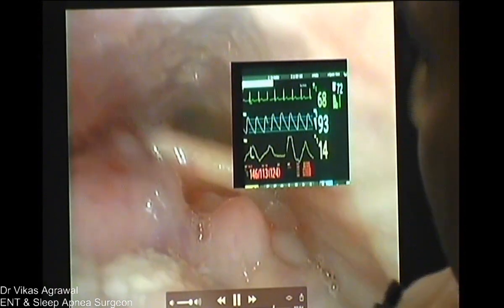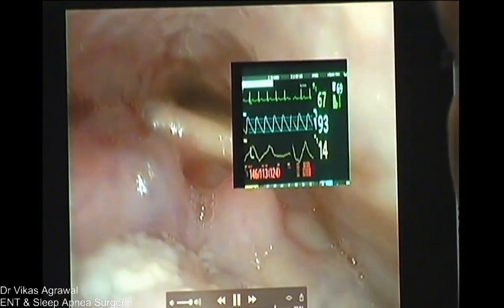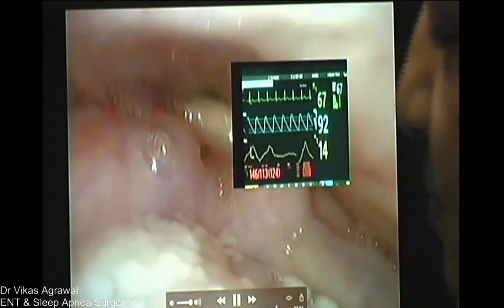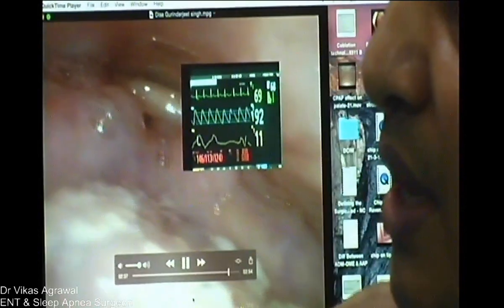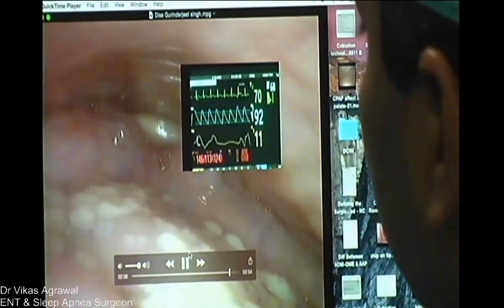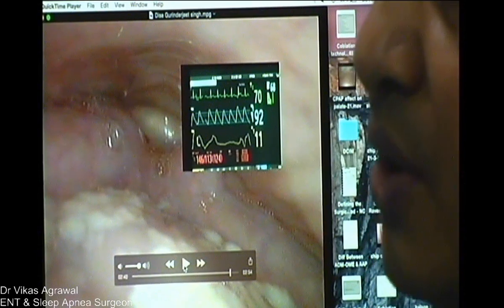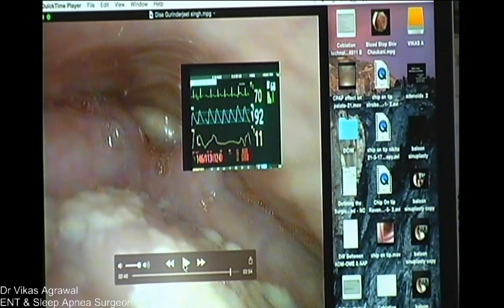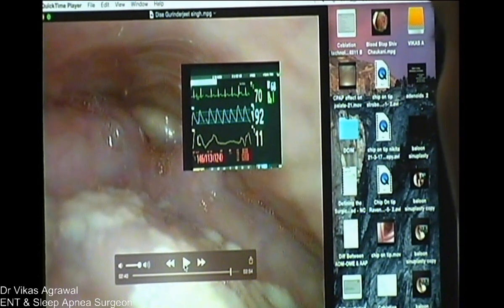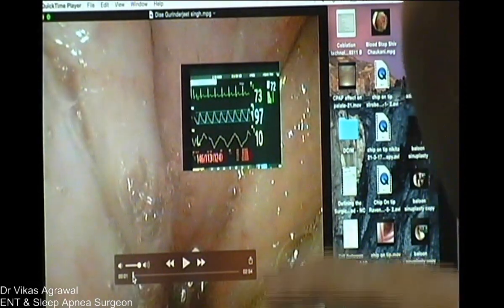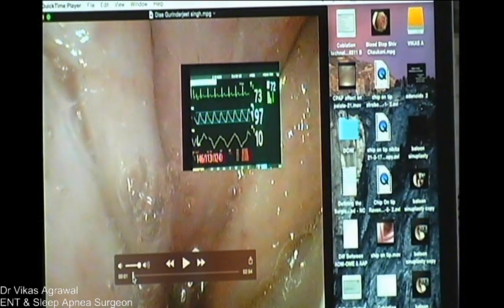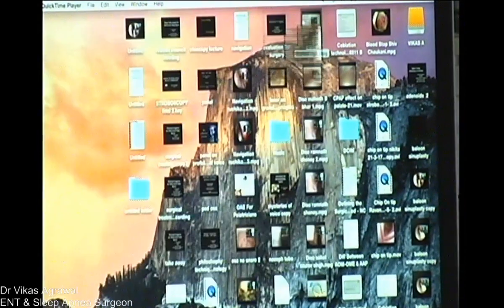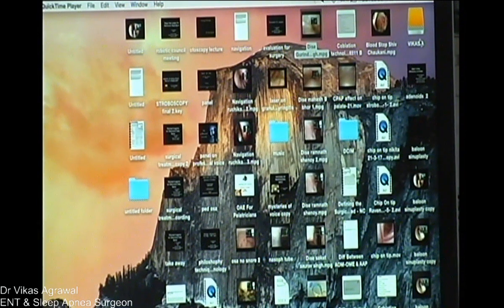Okay. So Dr. Kalpesh is here. So that recording is not here. It's not there. Okay, so let me show you a few more sleep endoscopies.